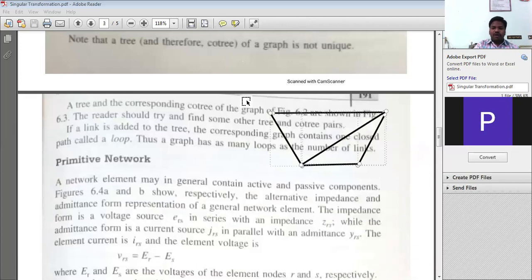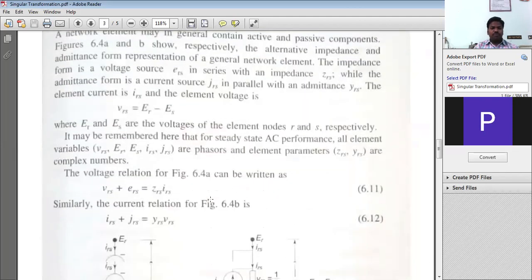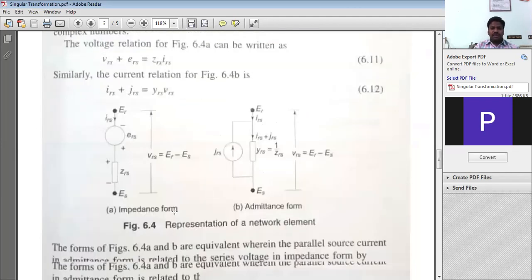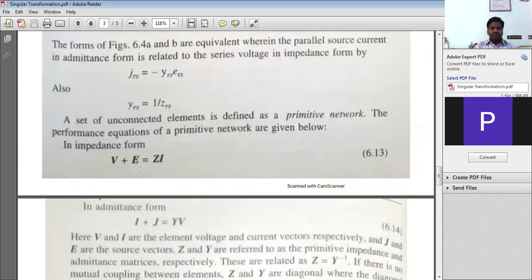So primitive network, we have already seen in the last class, right? Again, we need not worry about it much. So primitive network, this is impedance form and this is in admittance form. Okay, already we have seen for an impedance primitive network, you can have the equation V plus E is equal to ZI, and we have already seen how this equation comes from. So this equation comes from the primitive impedance network we have considered.